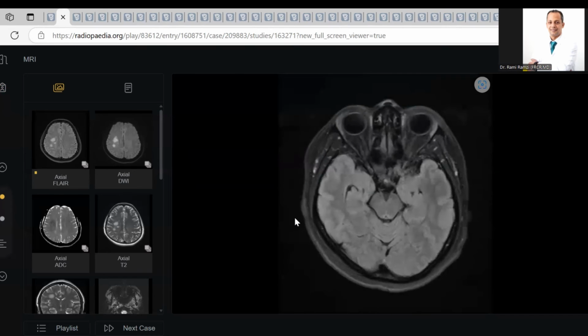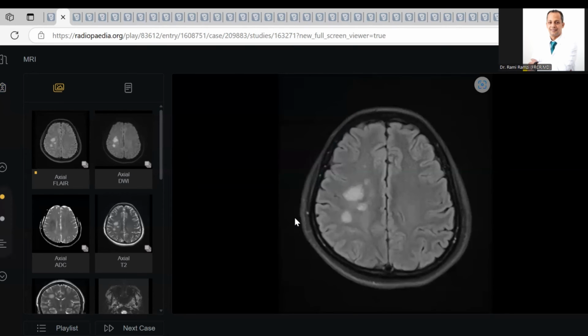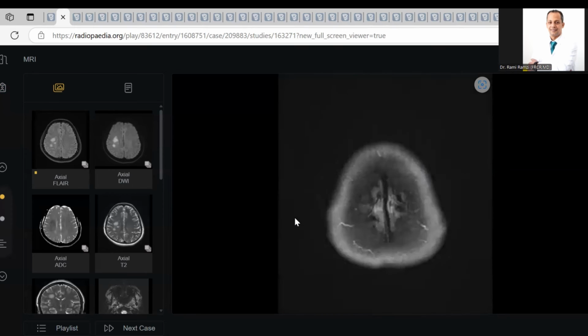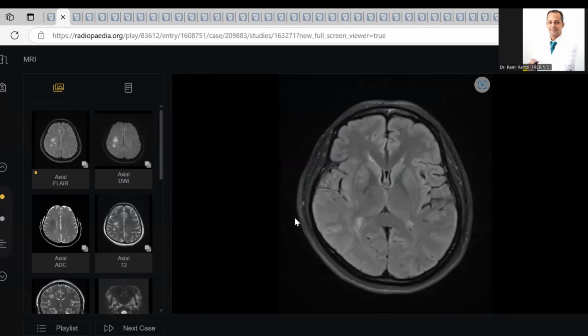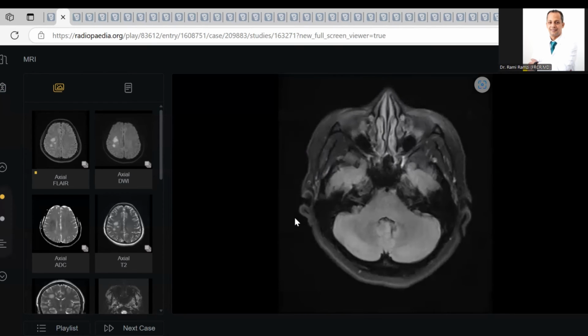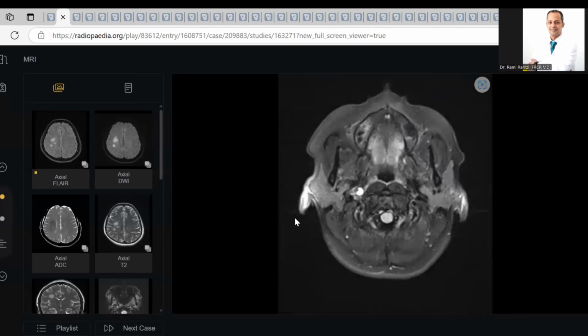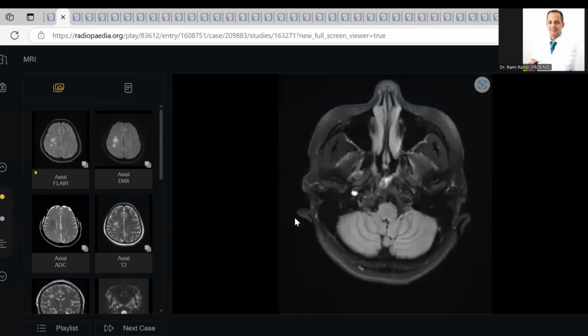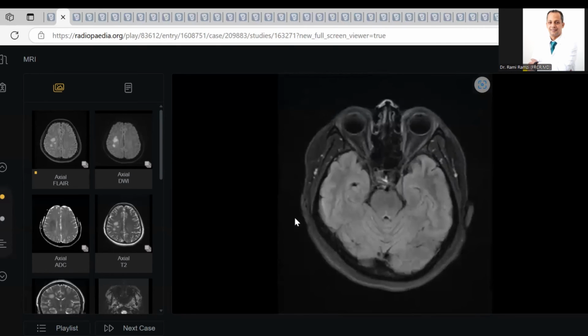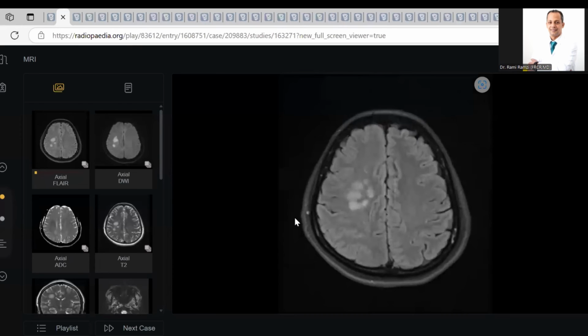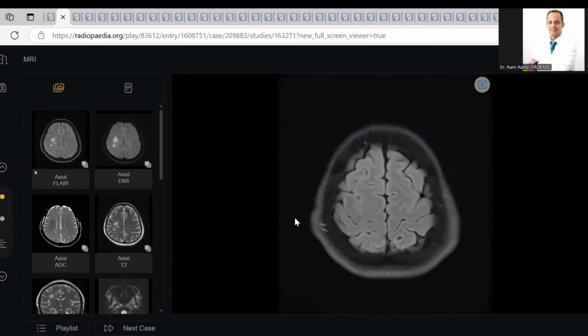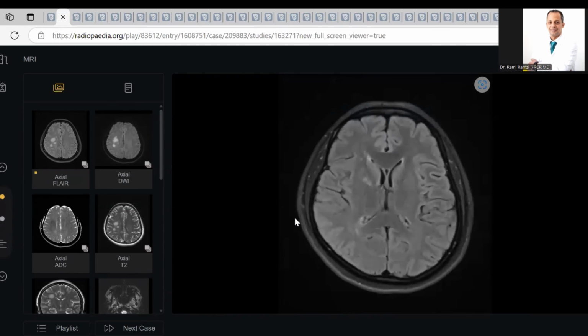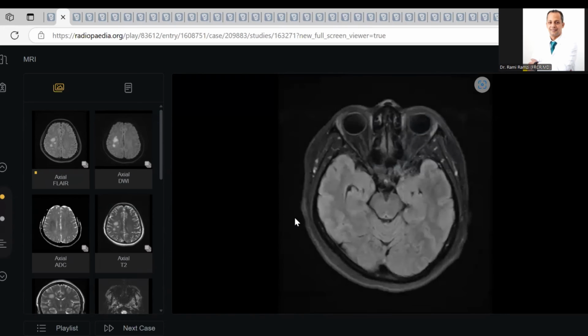I'm presented with the case: MRI brain, axial FLAIR sequence of a 45-year-old female with left-sided hemiplegia and no prior history of any surgery. I'm looking at the brain and I notice there are multiple areas of high signal intensity involving the right cerebral hemisphere white matter, in the centrum semiovale, and also in the periventricular region.